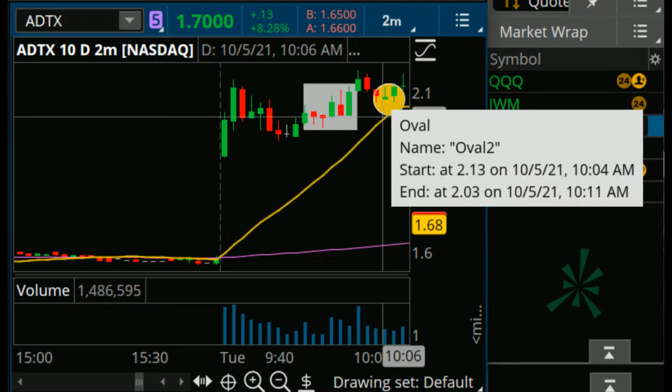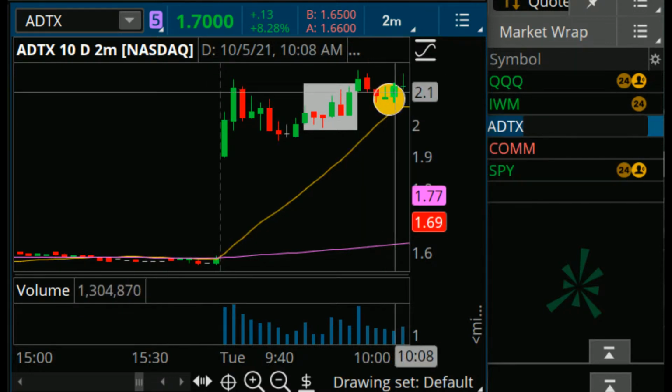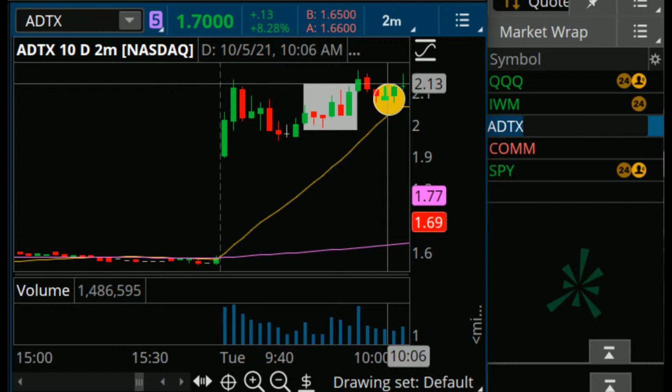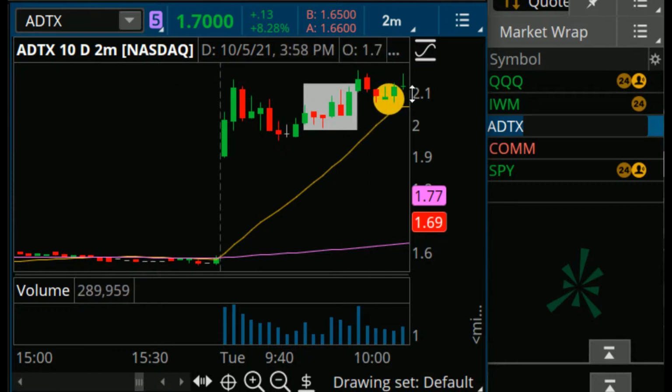I thought the stop was too tight to play, so I didn't add to the play or look to add to it. That's the only thing that would have been done because I was already in it.